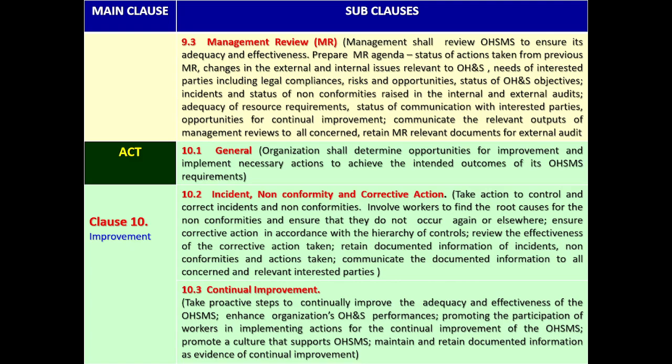10.3 is about continual improvement. Take proactive steps to continually improve the adequacy and effectiveness of occupational safety management. Enhance organization occupational health and safety performance. Promoting the participation of workers in implementing actions for continual improvement of the occupational safety management system. Promote a culture that supports occupational safety management system. Maintain and retain documented information as evidence for continual improvements.